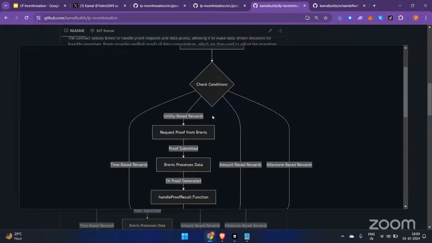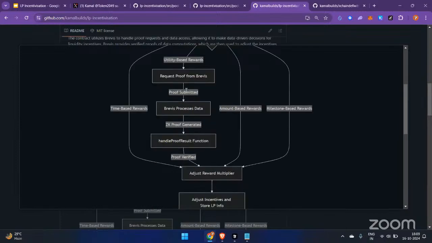Then we check the conditions for various reward systems. So for utility-based rewards, the contract requests proof from Brevis, which processes the request and submits a ZK proof of historical liquidity and volatility data. So it requested the proof from Brevis, Brevis processes the data, and with that the ZK proof is generated, and we have a handle proof result function which verifies the proof.